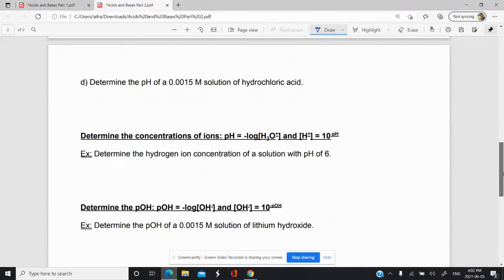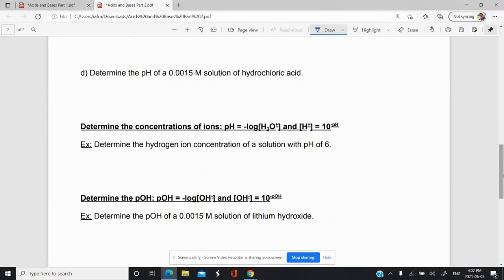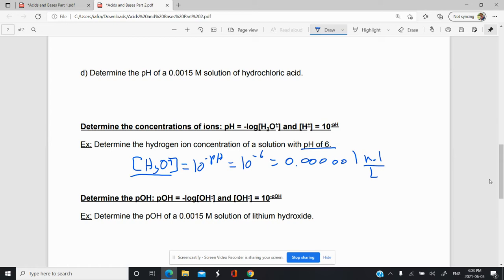Let's do another example similar to that one over here. Determine the hydrogen ion concentration of a solution with a pH of 6. So let's go ahead and try that out. We know that the concentration of hydronium ions is equal to 10 to the negative pH, which is in this case 10 to the negative 6. So 10 to the power of negative 6 gives 0.000001 moles per liter, and that's the concentration of hydronium ions.